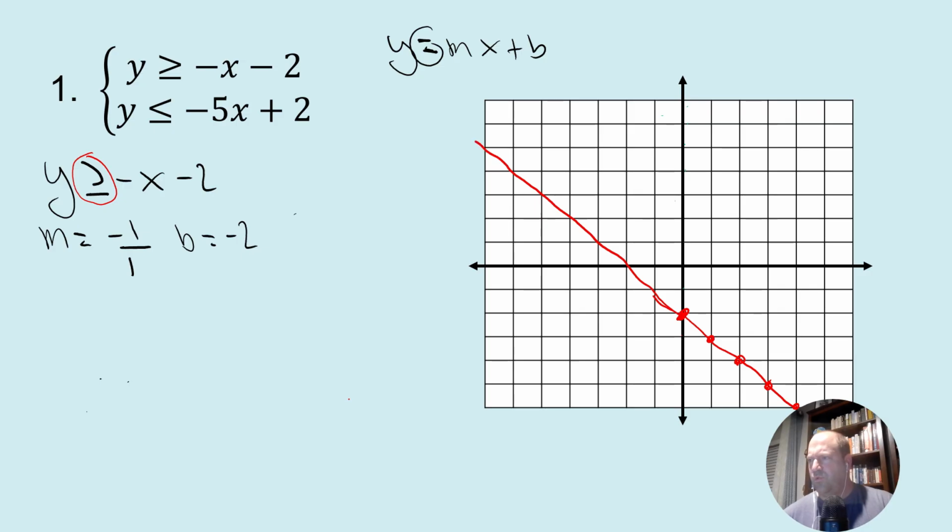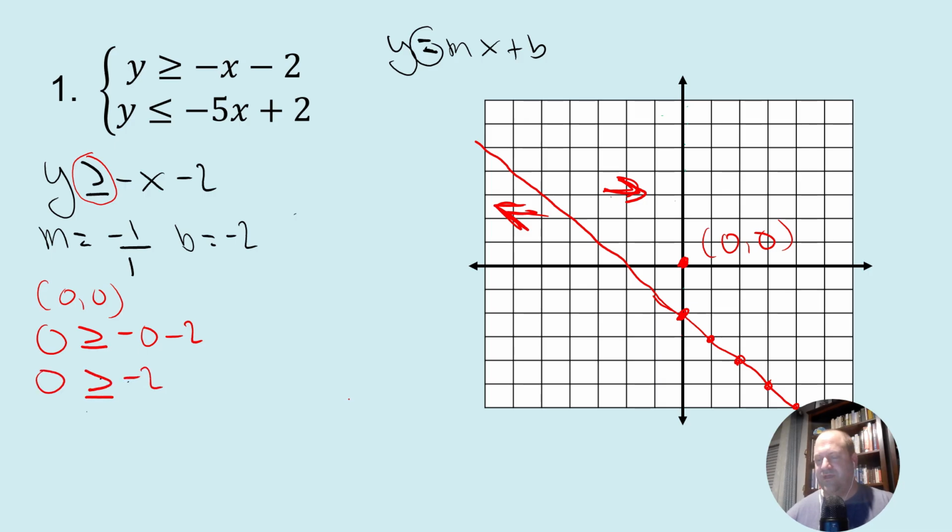Now we have to figure out where are we going to shade? Where is our solution set? Where are we going to shade for this line? Should we shade to the right? Should we shade to the left? An easy point to test to figure this out is going to be 0, 0. If 0, 0 is true, we want to shade to the right. If 0, 0 is false, we're going to shade to the left. So let's test 0, 0. I'll have 0 is less than or equal to negative 0 minus 2, and I get 0 is greater than negative 2, which is true. So we're going to shade to the right.